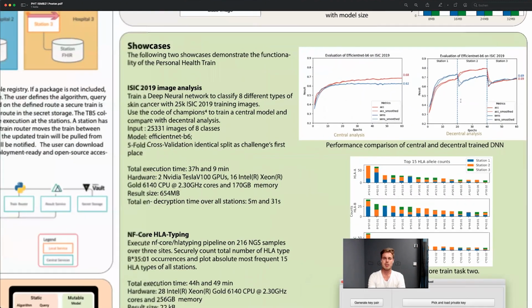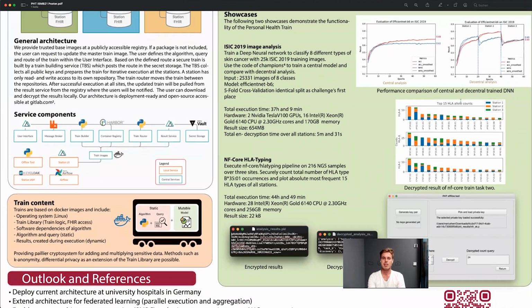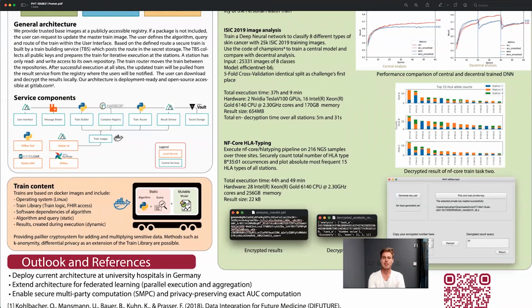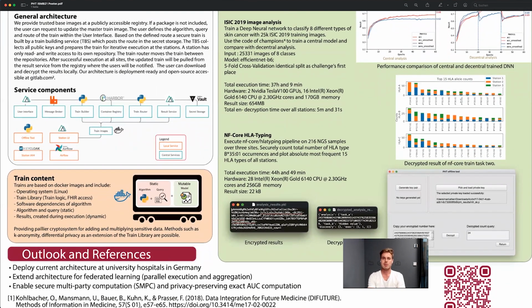In the second showcase, the end-to-end HLA typing, we want to predict the HLA type of several subjects. Here, the task is to execute an end-to-end HLA typing pipeline on 216 samples and securely count the total number of occurrences of a certain HLA type and plot the 15 most frequent HLA types over all stations. On both showcases, the execution time is quite high, but this is actually what the Personal Health Train is for, actually doing heavy work.